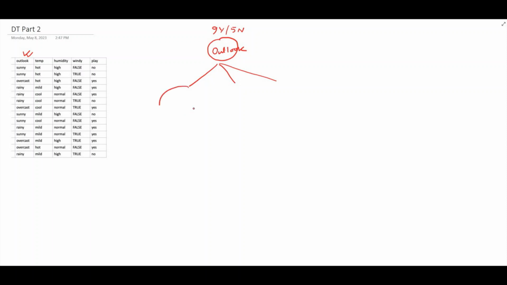So we will possibly get three different conditions here. How do we get them? If you check, we have sunny, overcast, and rainy. Those are the three conditions. So this is sunny, this is overcast, and this is rain.